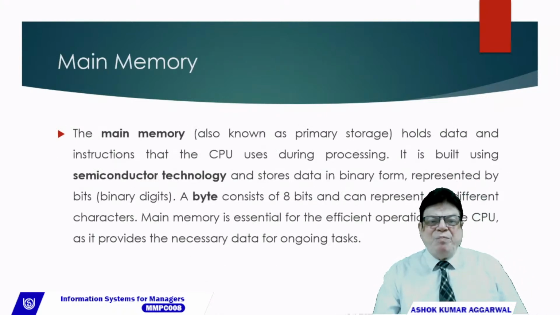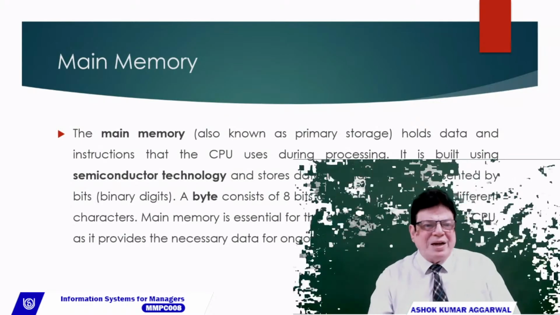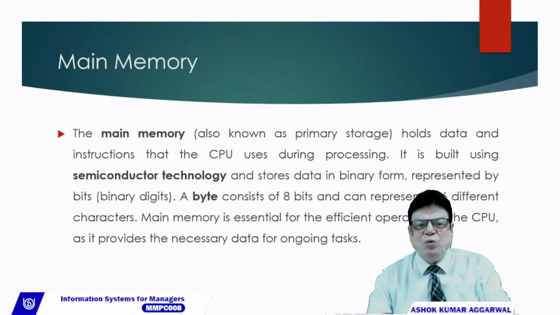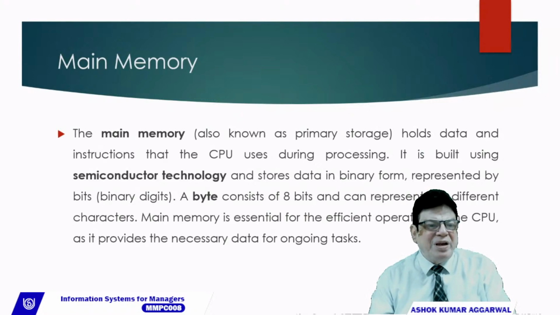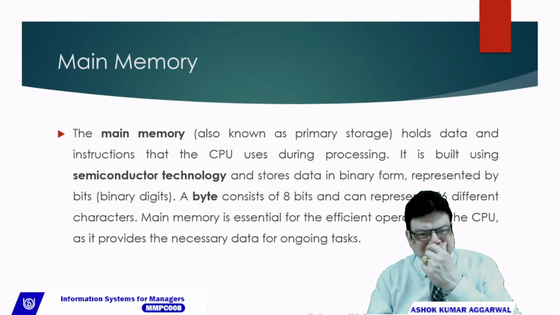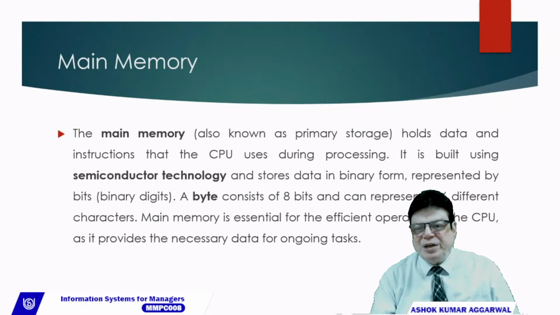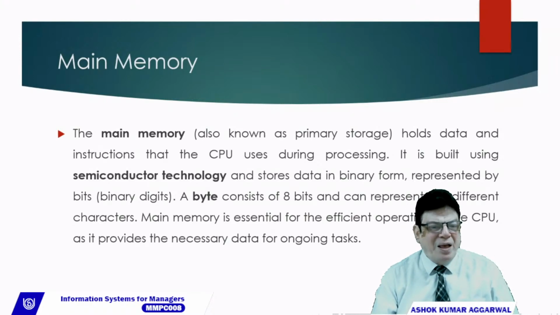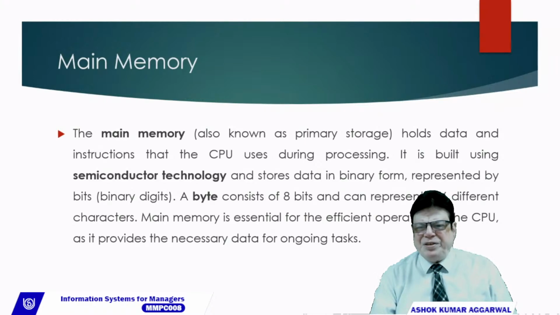Main memory. The main memory, also known as primary storage, holds data and instructions that the CPU uses during processing. It is built using semiconductor technology and stores data in binary form represented by bits, binary digits. A byte consists of 8 bits and can represent 256 different characters. Main memory is essential for the efficient operation of the CPU, as it provides the necessary data for ongoing tasks.